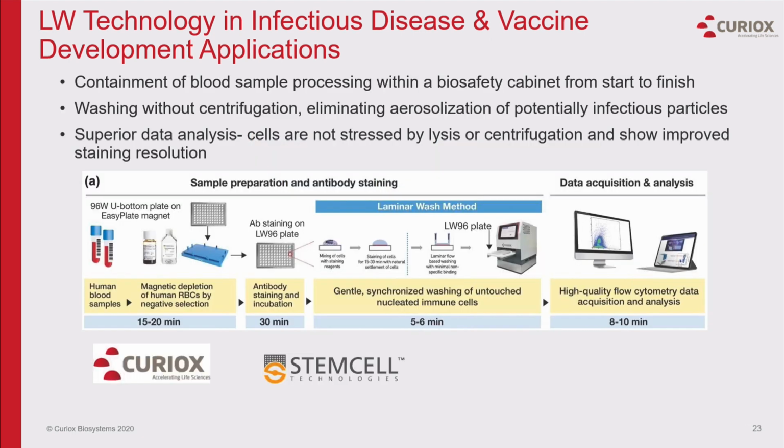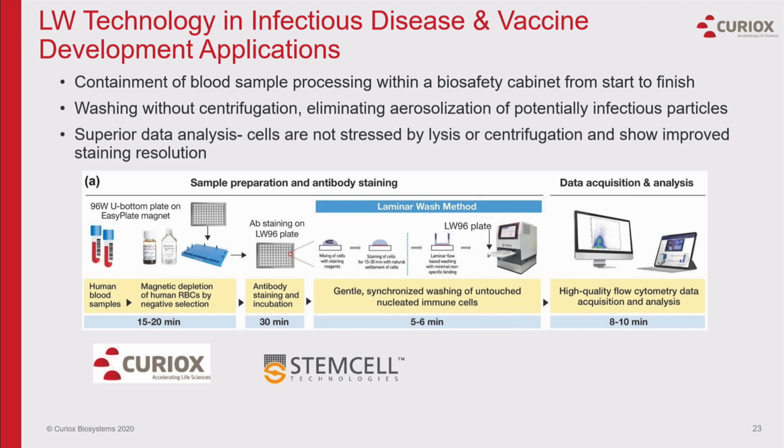These instruments can be placed in a biosafety containment hood. So that way the blood sample processing is contained all the way through from start to finish with your sample. So you have no washing with centrifugation. So you can imagine that we're eliminating the potential for aerosolization of infectious particles. And again, this washing method yields very superior data analysis, as I've shown you on the previous slide, and I will show you again in another example of this data working in infectious disease. The cells aren't stressed by lysis or centrifugation, so therefore we've got improved staining resolution.